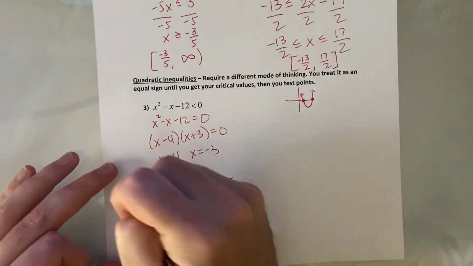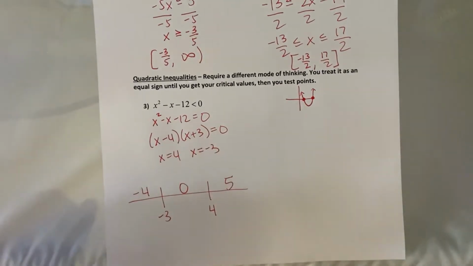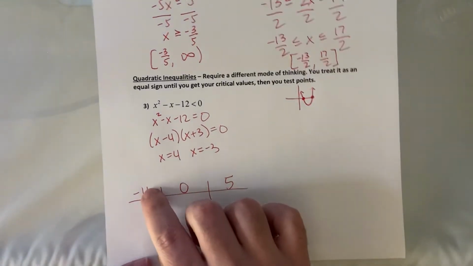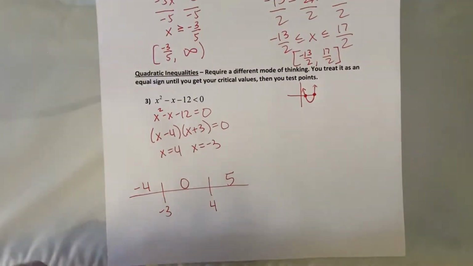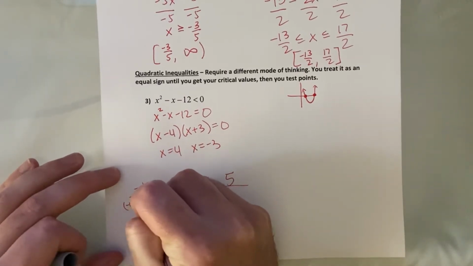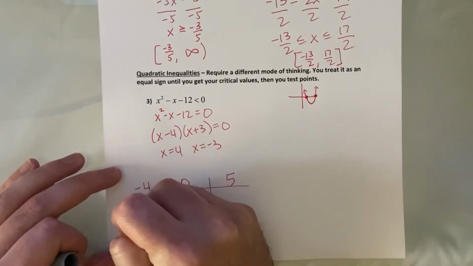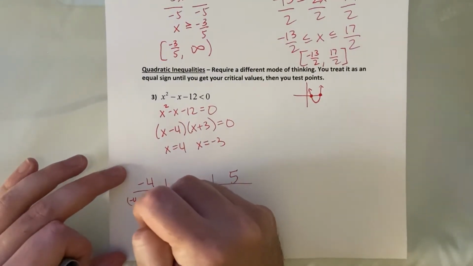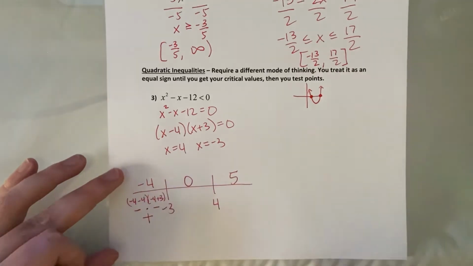A number less than -3 is -4, but you can pick anything. You can either plug it into the factored form, or you can plug it into the original. Either one is fine. So let's plug in -4. I'm going to do it into the factored form. We have -4 minus 4 times -4 plus 3. Since we're only caring about the sign, that's negative times negative, which is positive.